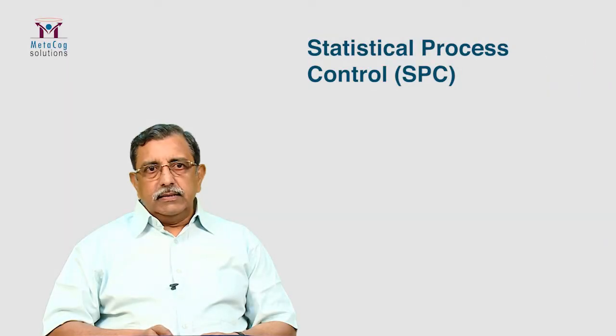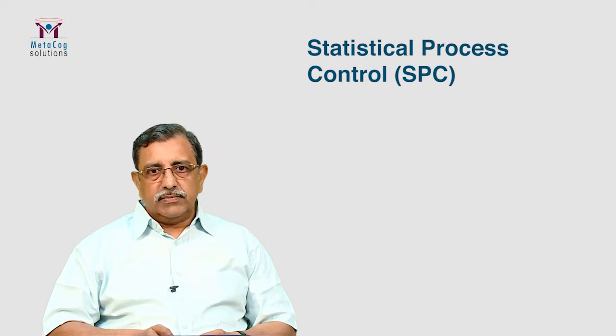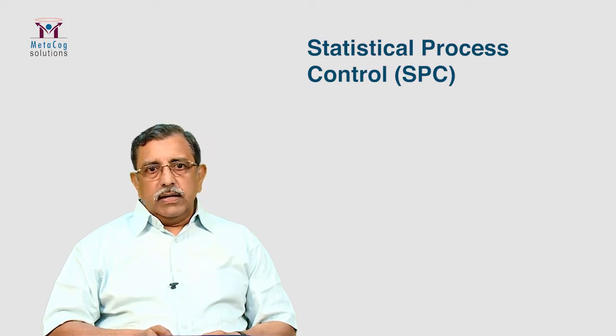Today, let us see statistical process control. Statistical process control is an industry standard methodology for measuring and controlling a process and reducing process variations, to bring out products consistently meeting the specifications and satisfying customers through a statistical method.